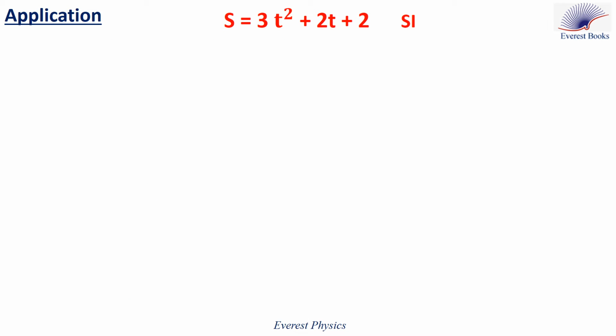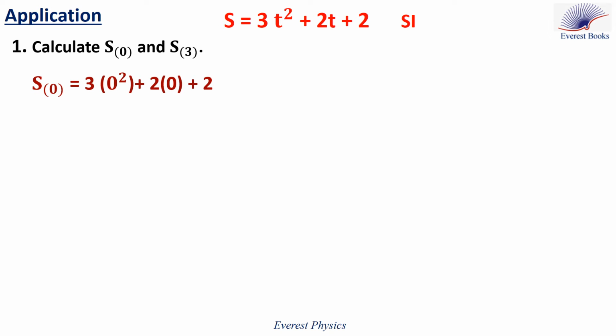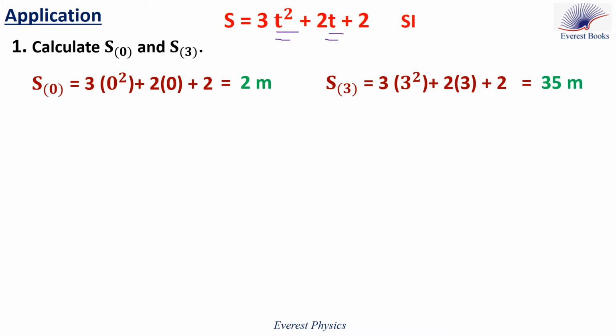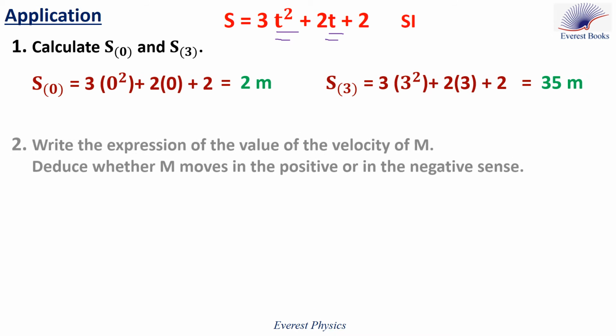Now let's solve an application. A particle moves on a curved path. The curvilinear abscissa of this particle is given by 3t squared plus 2t plus 2 in SI units. Number 1. Calculate S of 0 and S of 3. To calculate S of 0, replace t by 0 in the expression of S. Then S of 0 equals 2 meters. Similarly, to calculate S of 3, replace t by 3 seconds in the expression of S. Then S of 3 equals 35 meters.